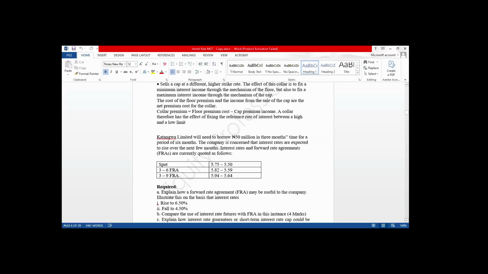Let us start with question 1. Please refer to your study pack. I'm not sure of the page. I think page 146. Katangwa Limited. Please, can somebody confirm the page if you are there?